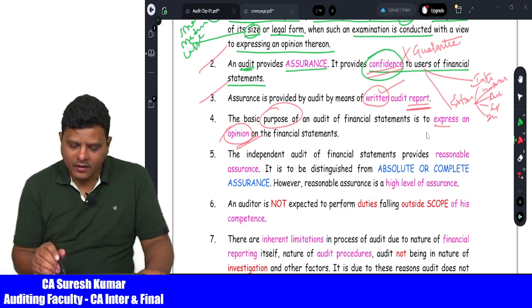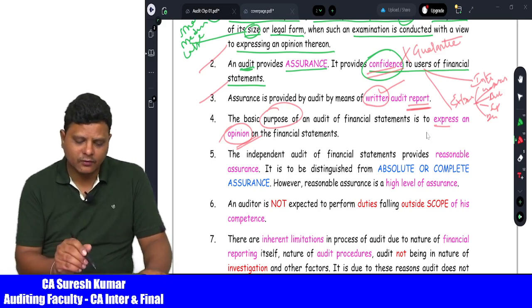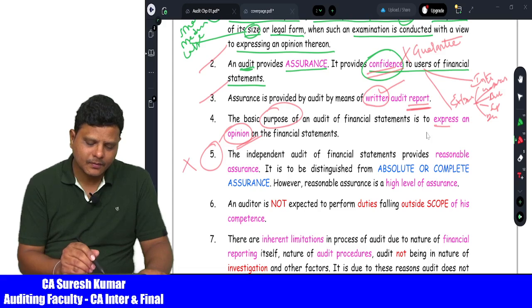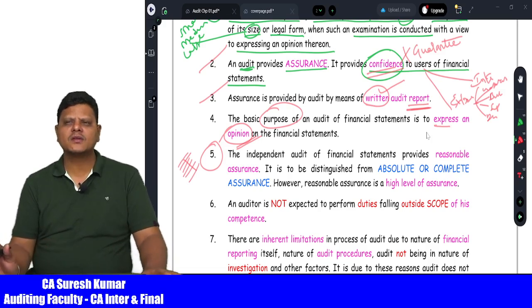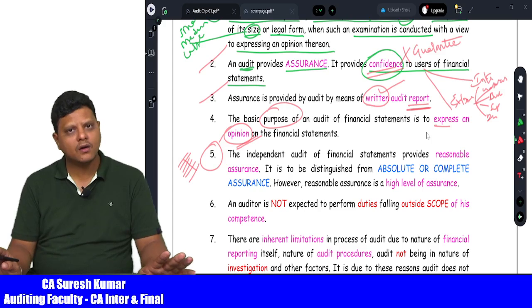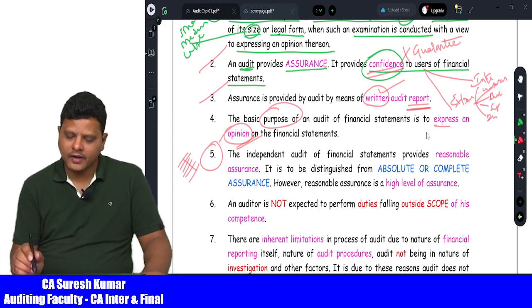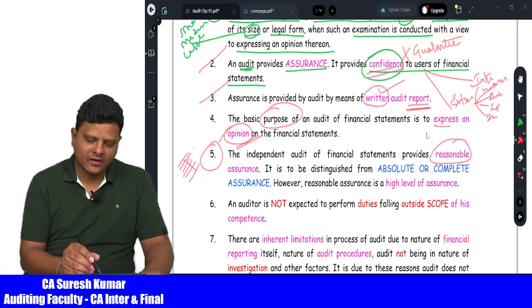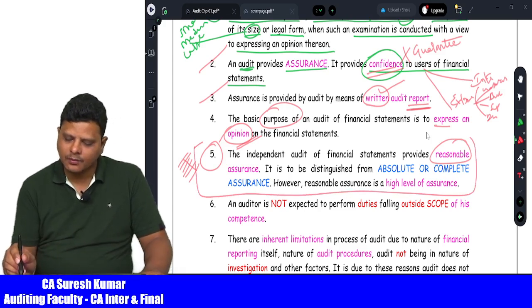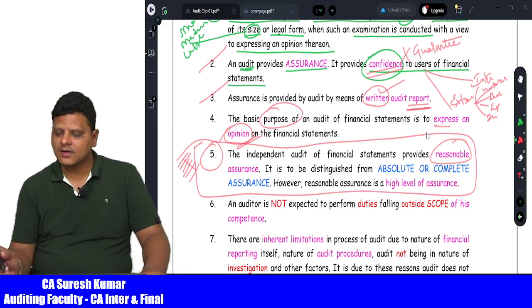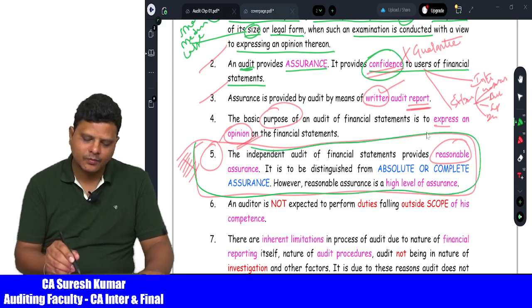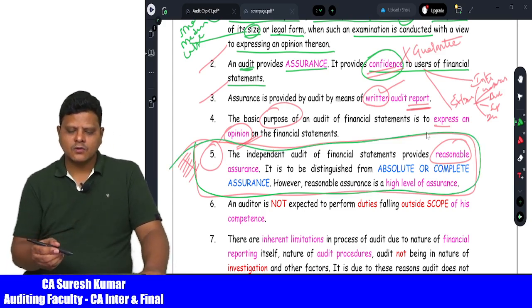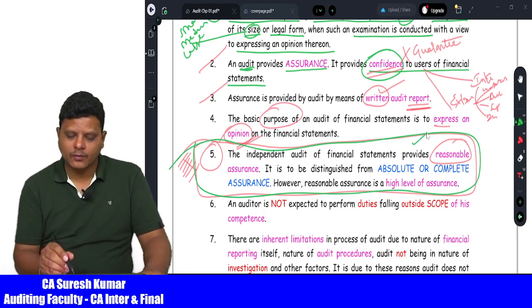Now the independent audit of financial statements provides, very important for examination, marked as important for examination. So the independent audit, hereafter audit means independent audit, auditor means independent auditor. The independent audit of financial statements provides reasonable assurance. Very important for examination. Majority of times they may be testing this in the examination. So let me give one more highlight for this. What does audit provide?